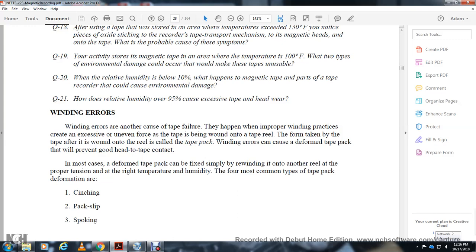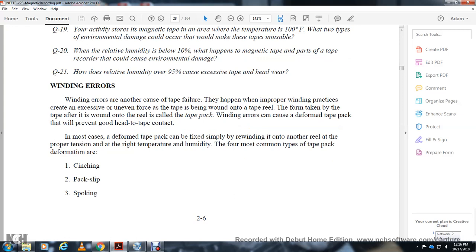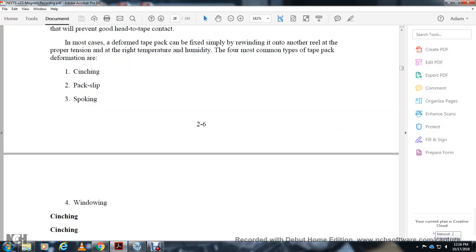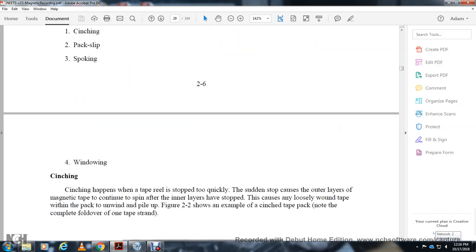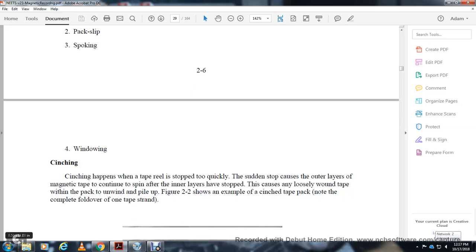The most common tape pack deformations are kinching, pack slipping, spoking, and windowing. Kinching happens when the tape reel is stopped suddenly, causing the outer layers of the magnetic tape to continue to spin. The inner layers stop, and the loosely wound tape unwinds and piles up. Figure 2 shows an example of a kinched pack. Note the complete fold over of the one tape strand.